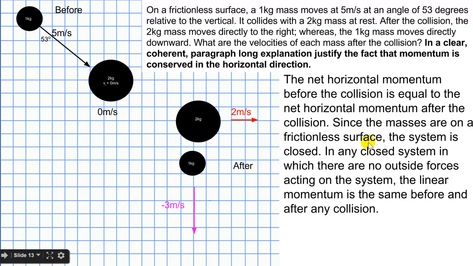Since the masses are on a frictionless surface, the system is closed. As we know, in any closed system in which there are no outside forces acting on the system, the linear momentum must be the same before and after any collision.